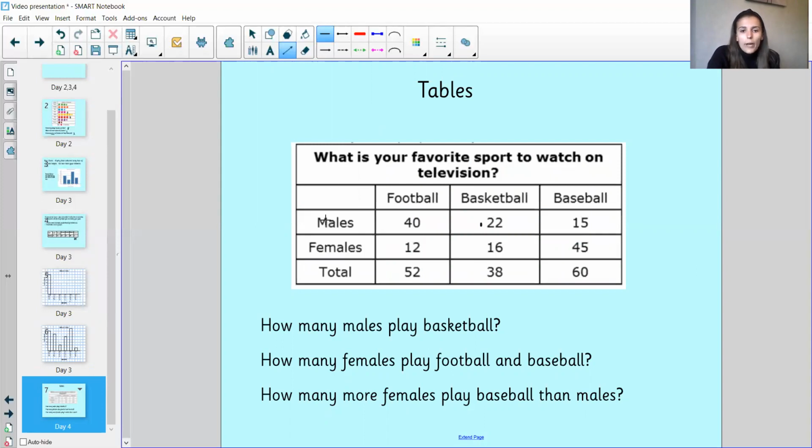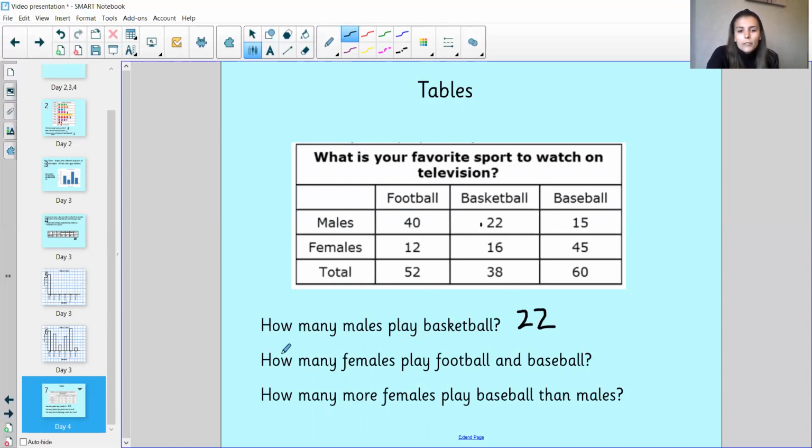We're focusing on two-way tables. So this means the data can be read this way, so vertically and horizontally. So if we look along at the rows this way, we can see males, so men, and women. If you look at the columns going down, you can see the type of sport they like to watch. So our first question says, how many males play basketball? So I need to look at the male row and go along until I get to the column that focuses on basketball. And we can see there that the answer is going to be 22.